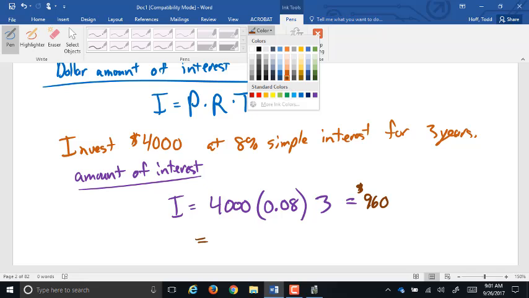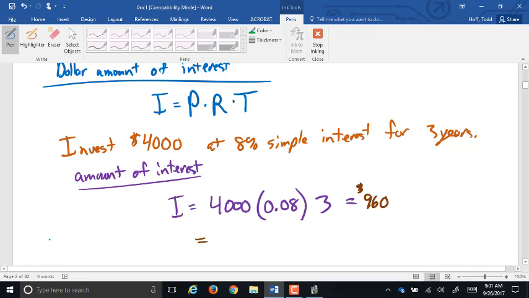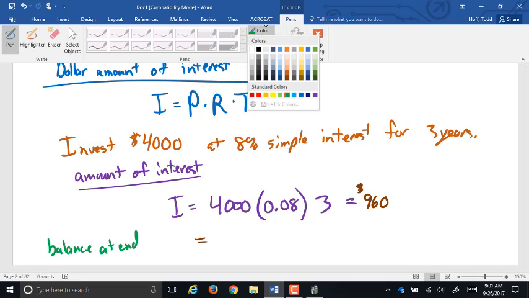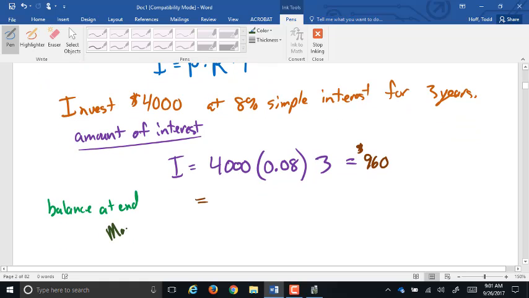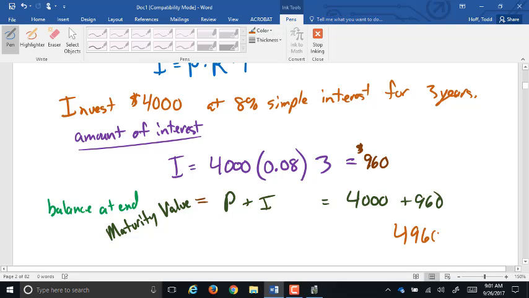So what that means is your balance at the end, which is the technical term for it is maturity value, is equal to your principal plus that amount of interest. So that'd be $4,000 plus the $960 interest. So you end up with $4,960.